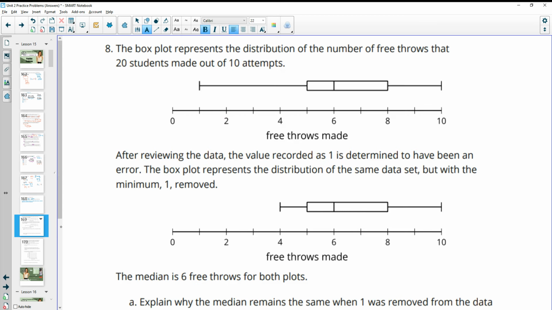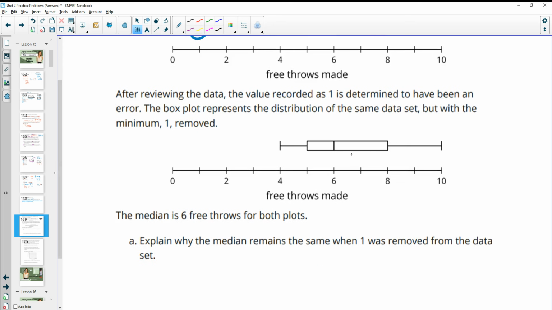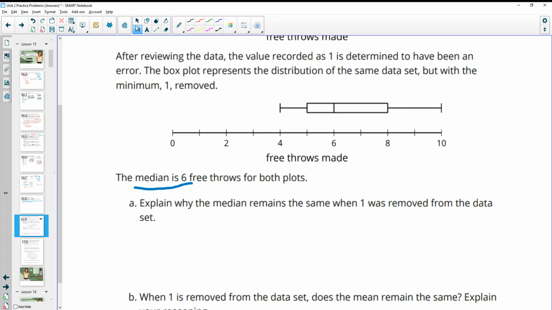Number 8, the box plot represents the distribution of the number of free throws that 20 students made out of 10 attempts. After reviewing the data, the value 1 was determined to have been an error. This box plot represents the distribution of the same data set, but with the minimum removed. For both plots, the median was 6. Why did the median remain the same when the 1 was removed?